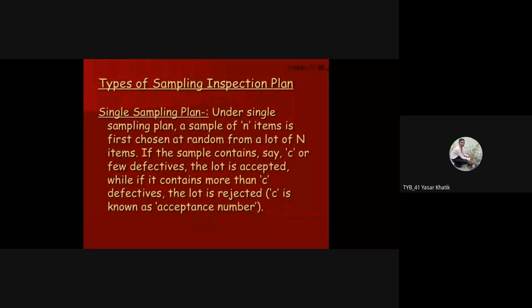So in that we have to take some different product samples.